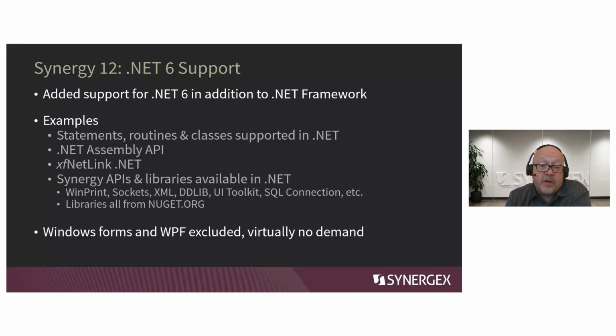So, for example, all of the statements, routines, and classes that we support when using Synergy.net, traditional Synergy APIs like the .NET Assembly API, XFNetlink.net, and all of the APIs and libraries that were previously available through add reference in the .NET Framework world will be available from NuGet.org as a NuGet package for use in the .NET 6 world.